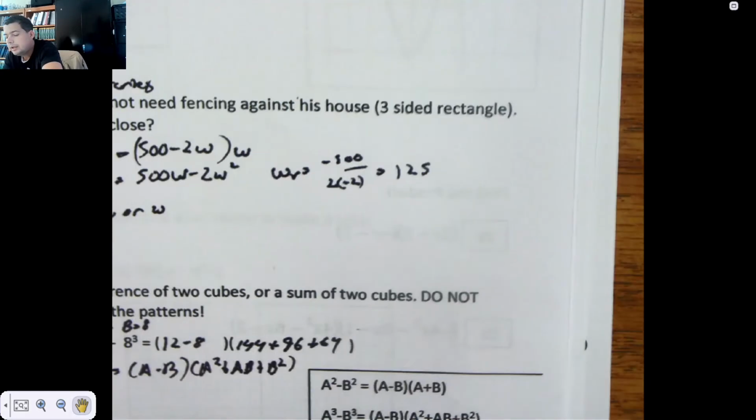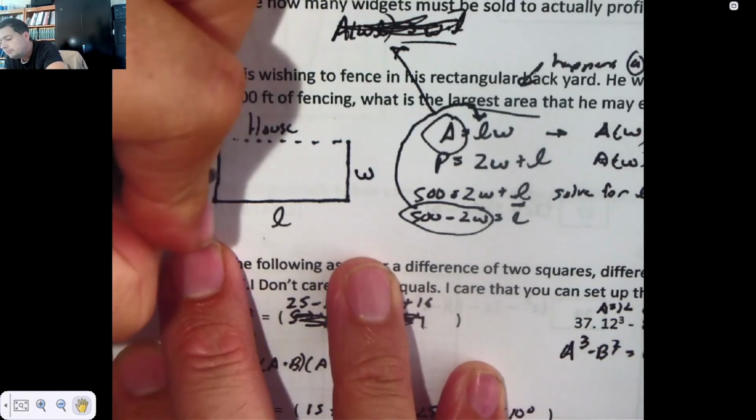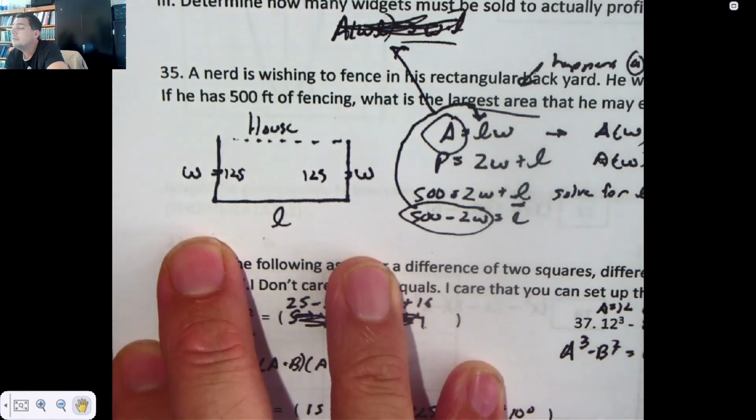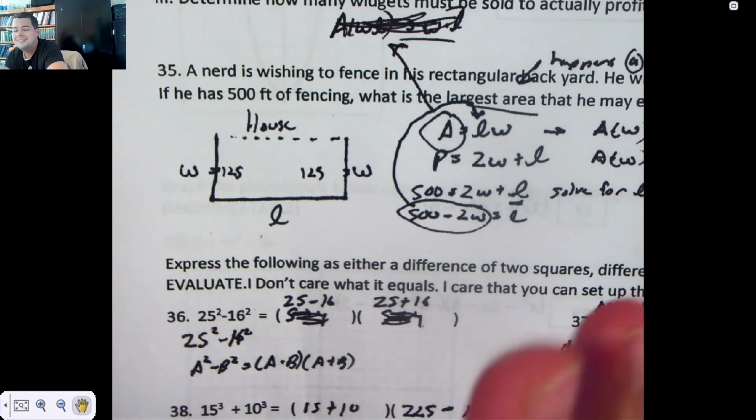I can go back over to my diagram. This is 125 foot. That means that's 125 foot. You doing all right today? Doing good. I'm not talking to myself. I'm recording. I think you're going to video chat somewhere.